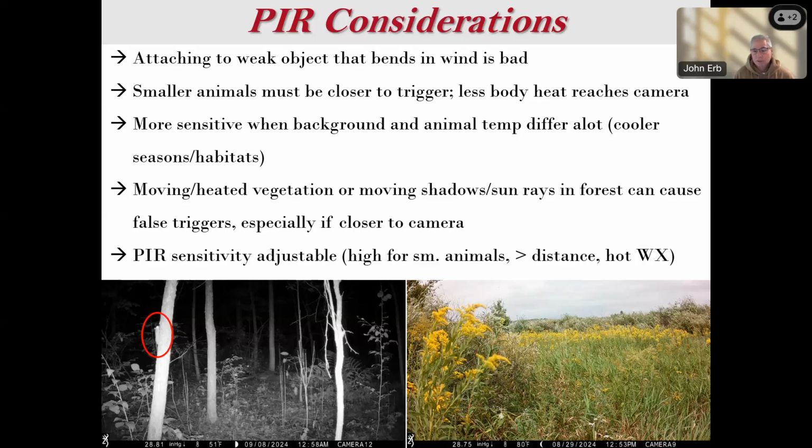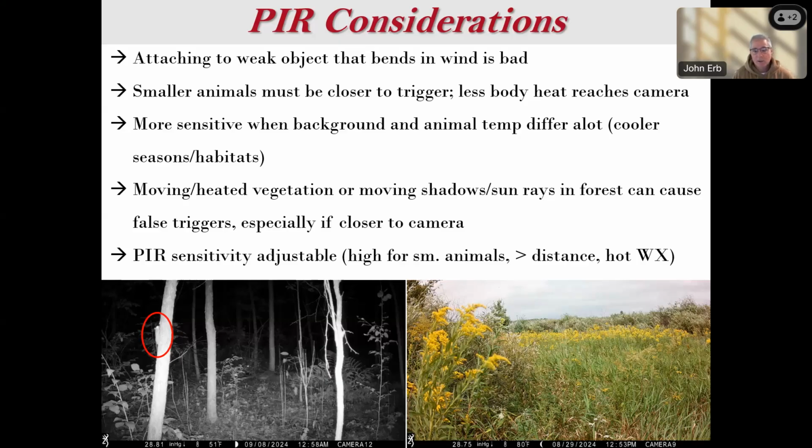Cold seasons, when it's cold outside, also create more differential with the animal. If the animal's external body temperature is 100 degrees or 90 degrees, and the air temperature is 10 below, it's going to be very reliable at detecting that animal and triggering. Whereas if it's 100 degrees outside and the animal's 100 degrees, it's going to be less apt to be triggered by the animal.